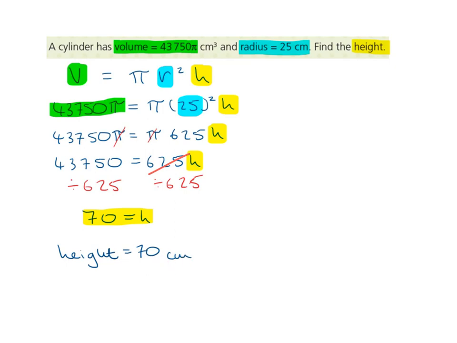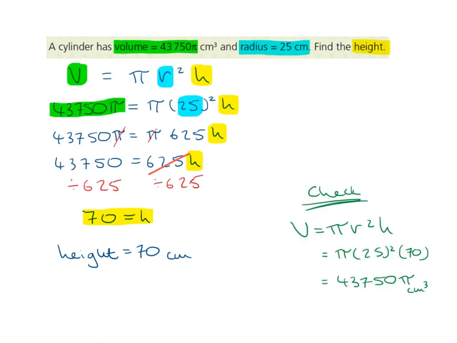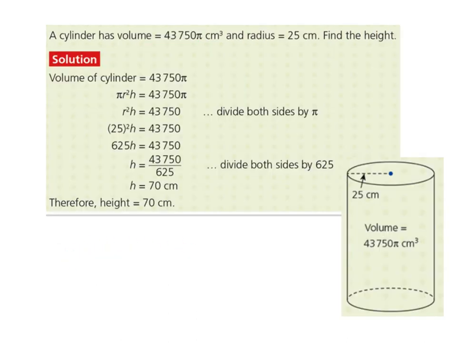Now to check if we're right, we write out the formula again. We sub in 25 for r, we sub in 70 for h, and we see that we end up getting 43,750 pi. And when we do that, we see yes, we do indeed get back to the start. So we know that 70 centimeters is correct.